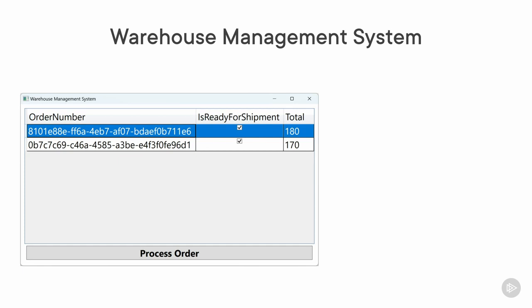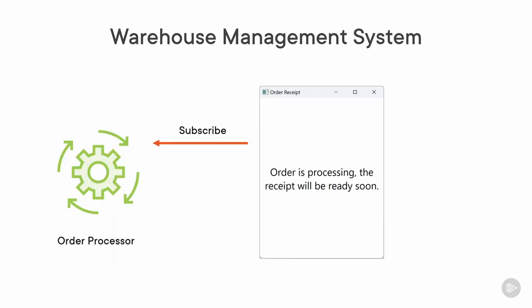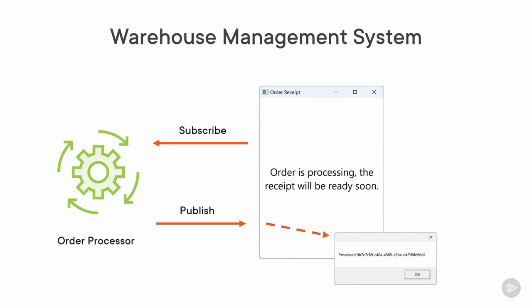When the user of the application presses the button to process the order, this will start the order processing, as well as showing a window that will in its turn listen for when the order processor completed. Basically, the main window and a receipt window will share a reference to the order processor. The receipt window will subscribe to the order created event. When that event occurs, it can act on that information.